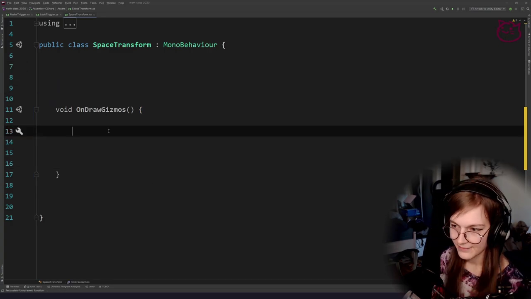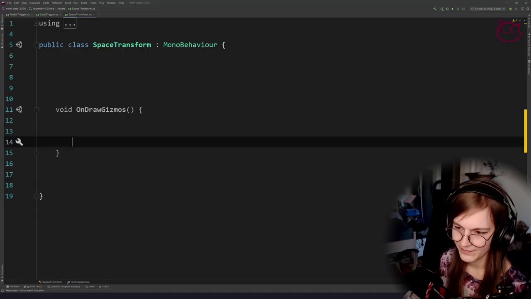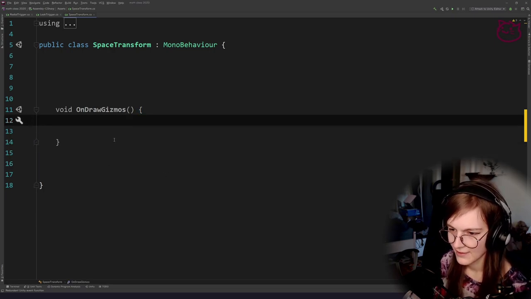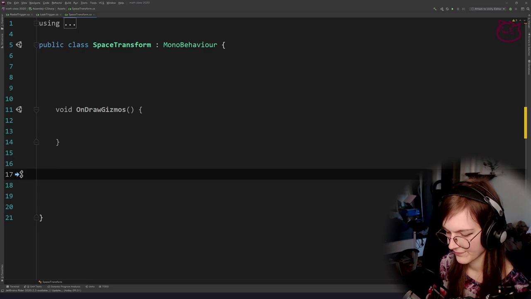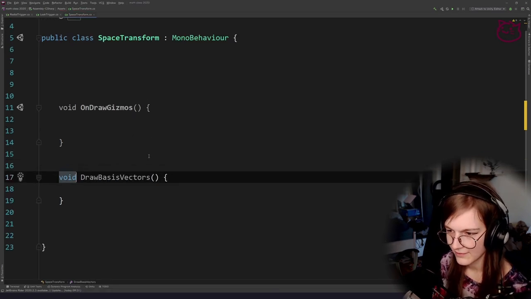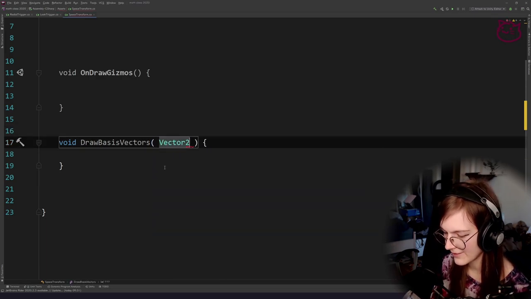Okay, great. Yeah, let's just visualize the basis vectors and so forth. Let's see. We're gonna use functions now, but you know what functions are, so this is not a problem.